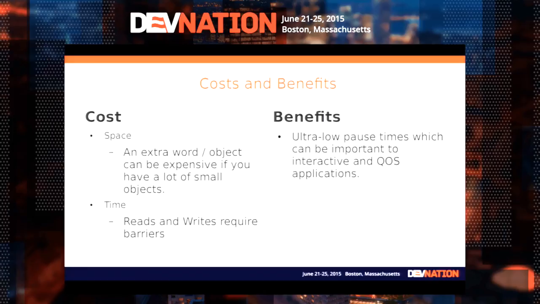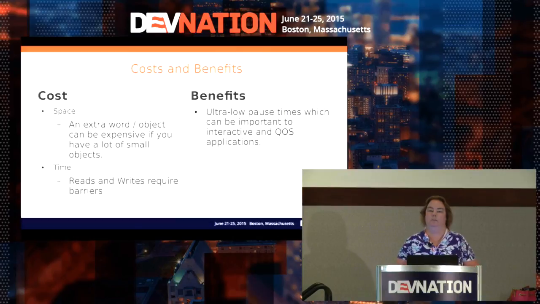So let's go over the costs and the benefits. The cost is you have an extra word per object, and that can be expensive if you have a lot of small objects. The cost in time is that we have the read barrier. It's very fast, but it's still there. And we have a slightly more complicated write barrier when an evacuation is in progress. The benefits are that our pause times are very low, and that's important to interactive and quality of service applications.